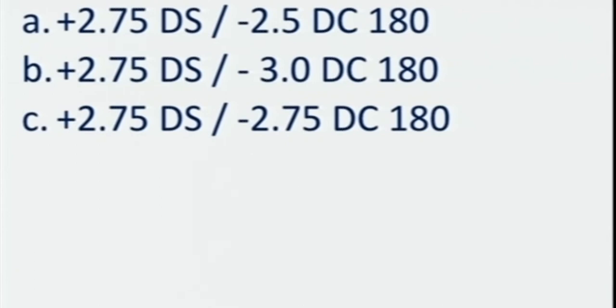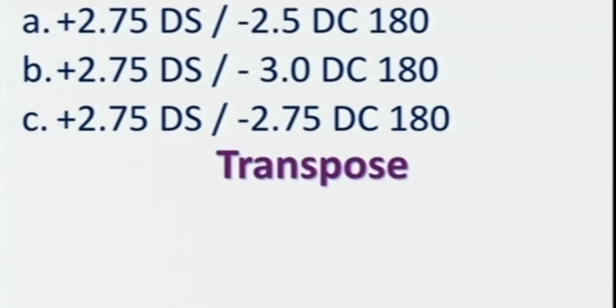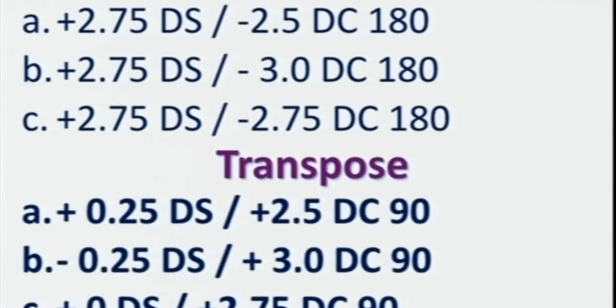Yeah. Now transpose this, for those of you who do not understand. If you transpose, you will get it like this. Though in all the three problems there is a plus sphere and a minus cylinder, generally you think it is a mixed astigmatism. It is not so. There are three possibilities. When the signs are opposite and the sphere is more than the cylinder, it is called a compound astigmatism. When the cylindrical power is more than the spherical, it is called mixed astigmatism.